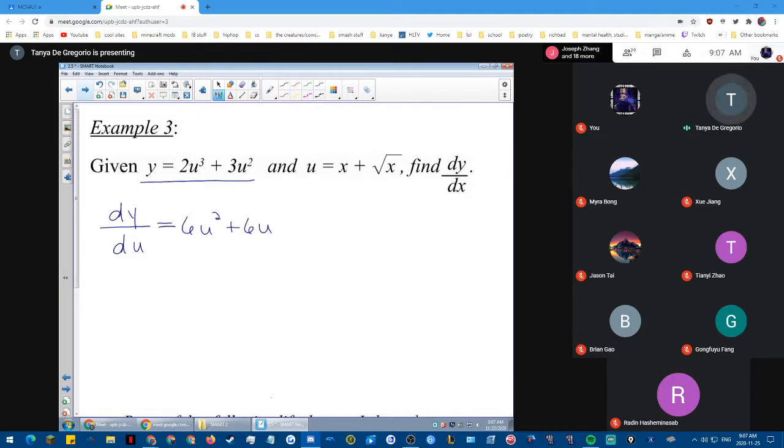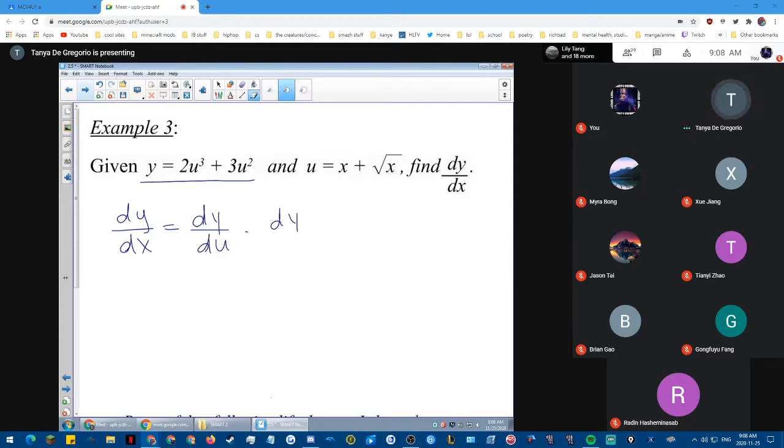So we want to find dy dx. We know it's equal to dy du multiplied by du dx. And as you just told me, Nathan, it's 6u squared plus 6u. And this is going to get multiplied now by du dx.